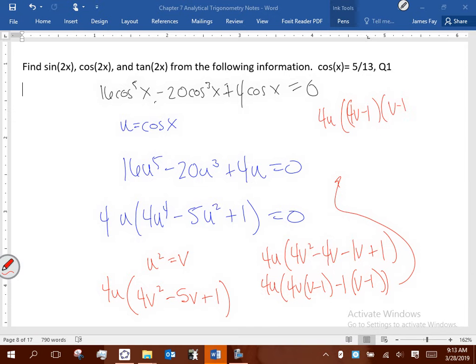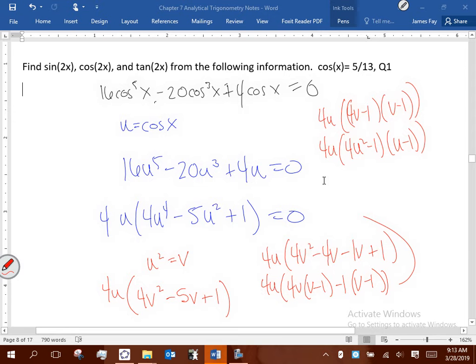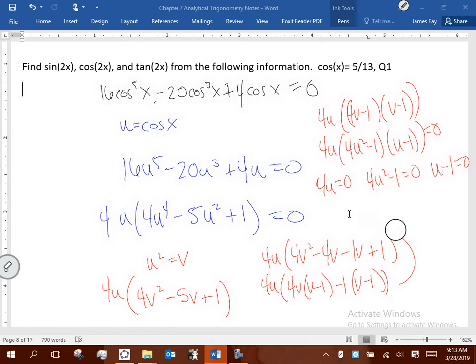That make sense, everybody? Remember what v was? It was u squared, so I get 4u times 4u squared minus 1 times u minus 1. Now this is all equal to 0, so I'd have 4u equals 0, 4u squared minus 1 equal to 0, and u minus 1 equal to 0, right? Can I solve all those for u?